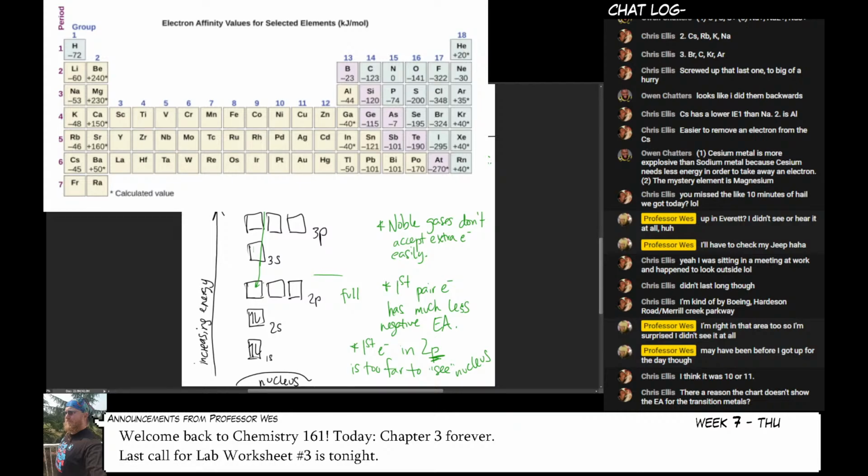Is there a reason the chart doesn't show the electron affinity for transition metals? You know, I don't actually know the answer to that. I assume that the transition metals will accept electrons and they'll be all roughly the same amount. There might be some oddities with pairing electrons and stuff like that. I don't know why they didn't put them in here. I'm pretty sure that they would exist. Like, we could look them up on WebElements if we had time. But yeah, I don't have that information, unfortunately.